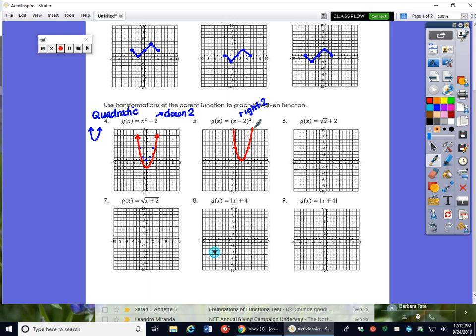So we took each of those points that were on that last graph, because it's the same type of graph, it's got that square, it's the quadratic, and we're going to this time go right 2. So you have that one.